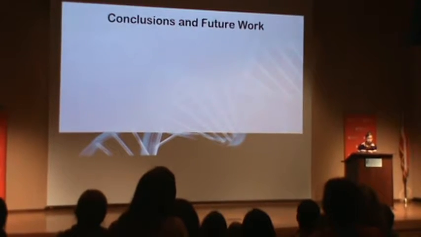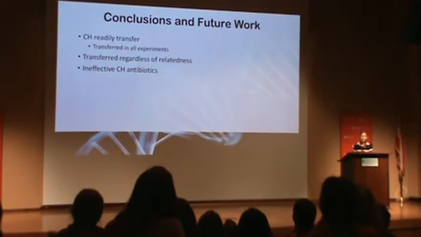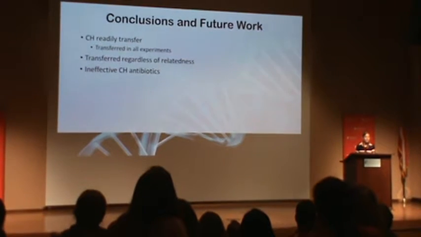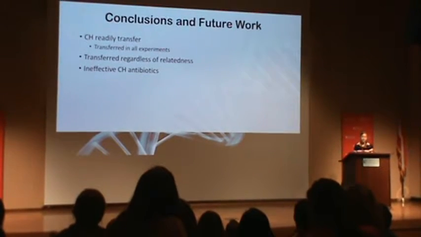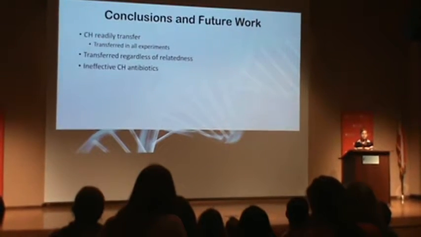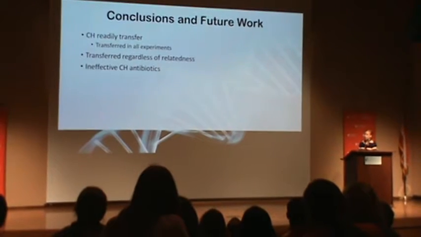So you probably noticed a trend with chloramphenicol, and so did we. We found that chloramphenicol readily transfers between the donor and recipient strain, and it transfers regardless of relatedness. For example, B. uniformis and E. coli are not very closely related, but E. fergusonii and E. coli are very closely related. So it was interesting to see that relationship between the two.